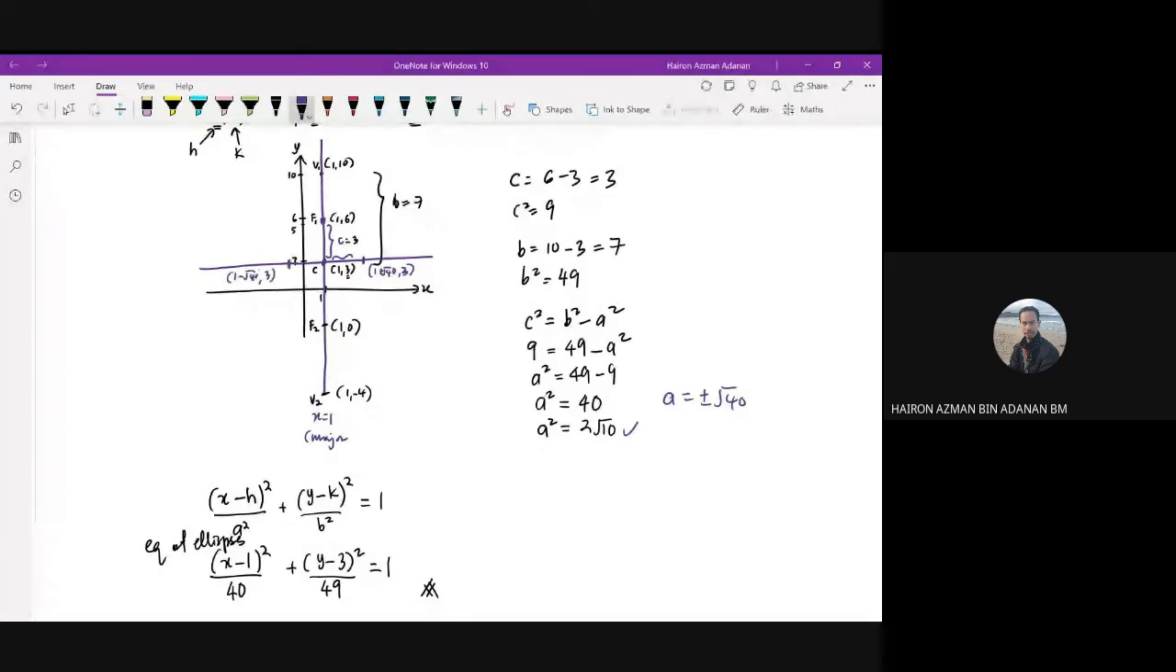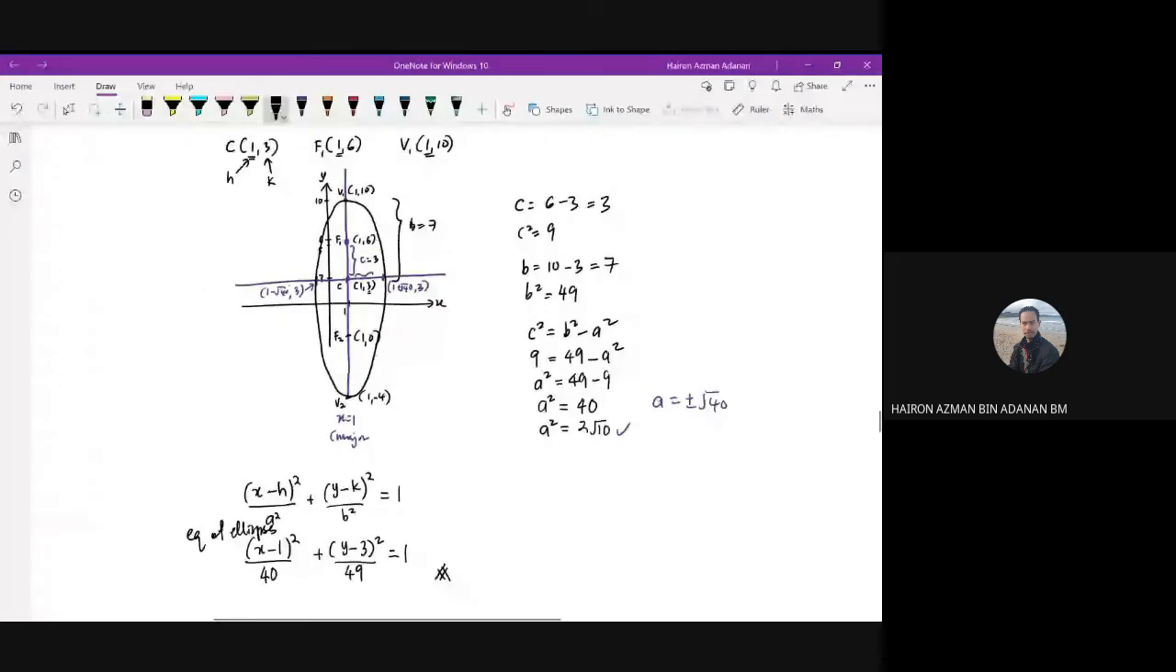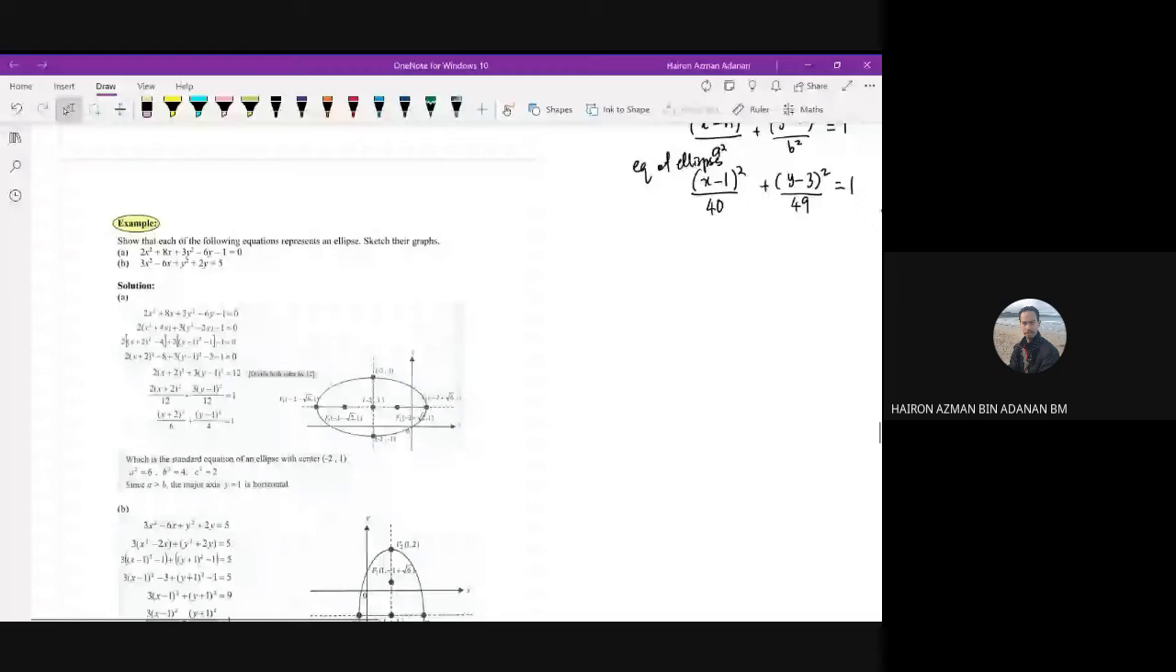Okay, now we just draw. Done. This is your ellipse, that's your graph, so complete. X axis, Y axis. We label the center, focus, and vertices. Done. Any question before I proceed to the next example? All right, no question, so I proceed to the next example.